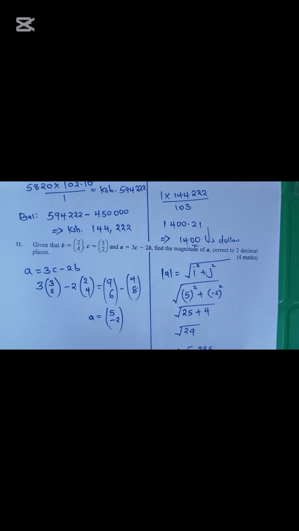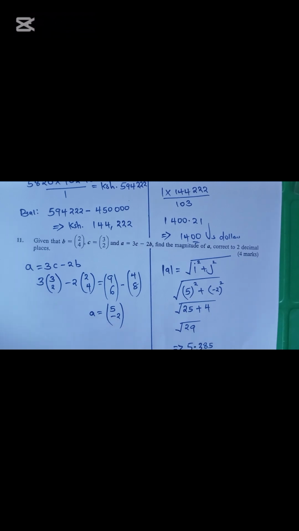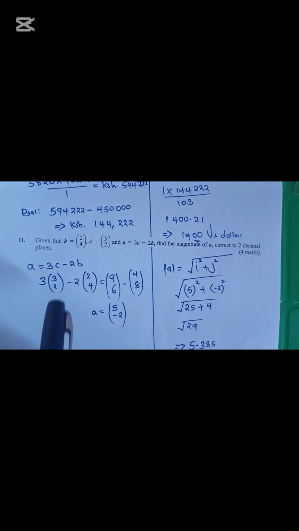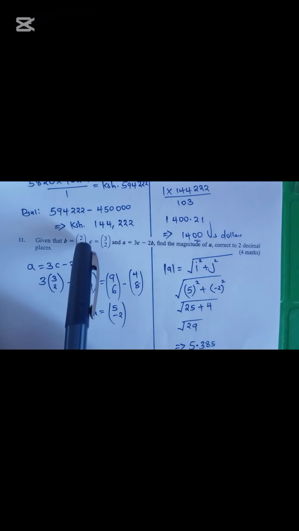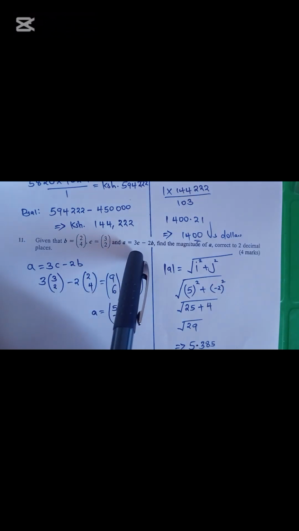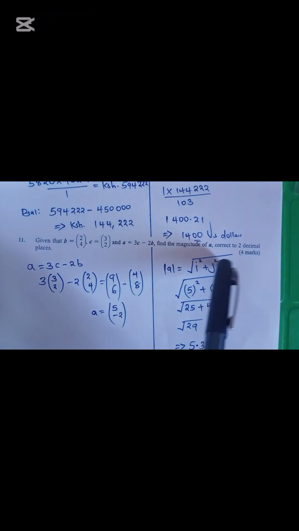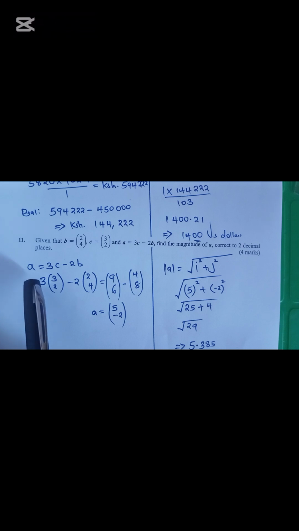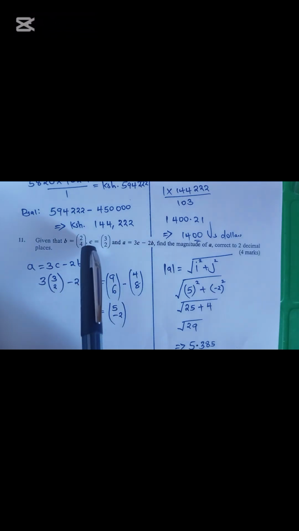For question number 11, we are given that the column vector B is (2, 4) and the column vector C is (3, 2), and vector A is equivalent to 3C minus 2B. Find the magnitude of A correct to 2 decimal places. So let us look for what A is. A is equal to 3C minus 2B. So we are going to have 3 multiplied by the column vector C, which is (3, 2), minus 2 multiplied by the column vector B, which is (2, 4).